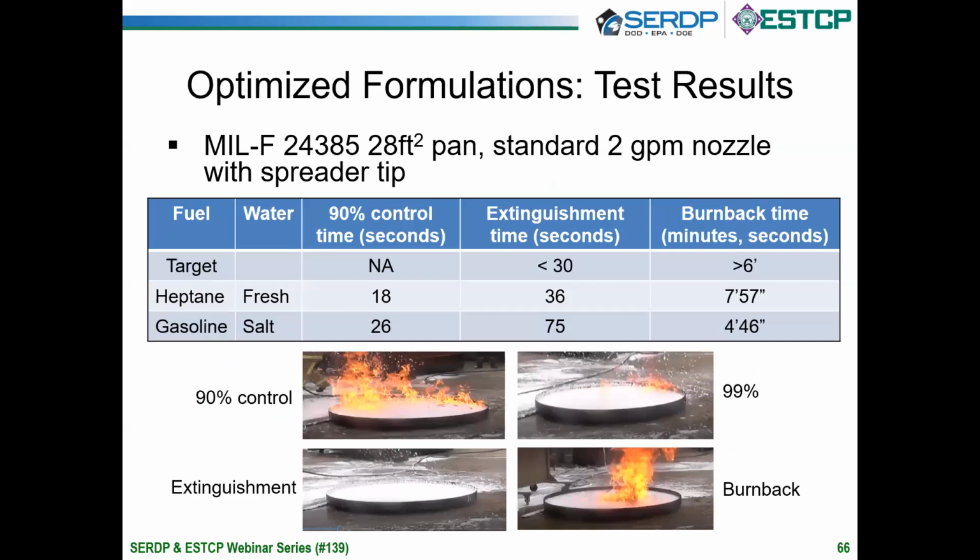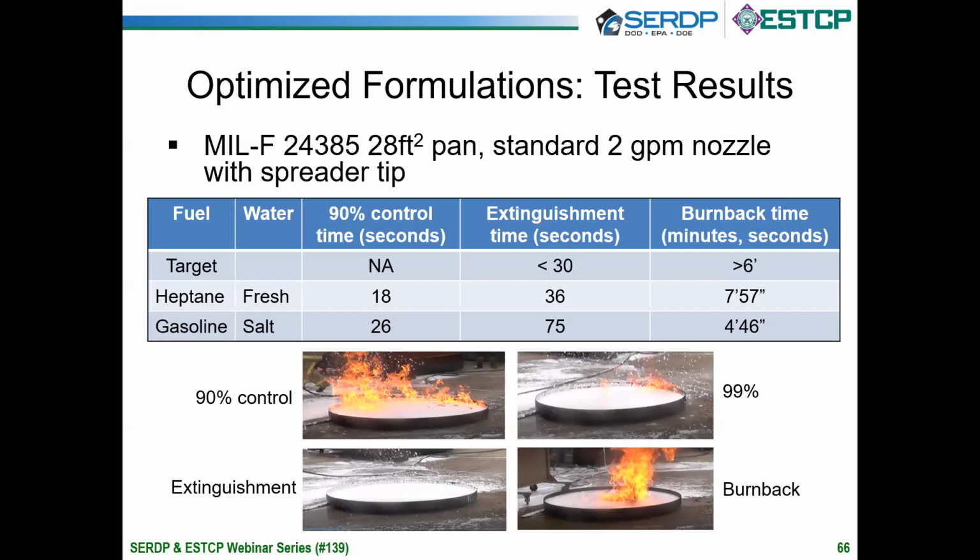These are the test results in the standard Miller test, 28 square foot pan with the normal 2 gallon per minute nozzle with the spreader tip. And we have a range of test results. These are some of the typical ones. You can see in the drawing, in the pictures below, 90% control is when we have basically got the fire under control. 99% is when we have a few edge flickers, and then we have extinguishment and the burn back.